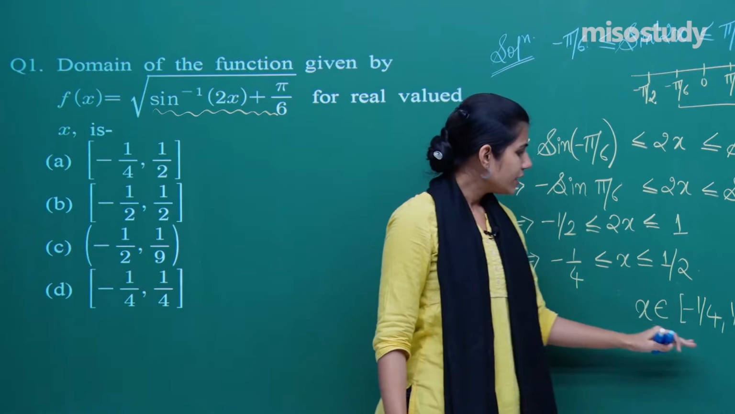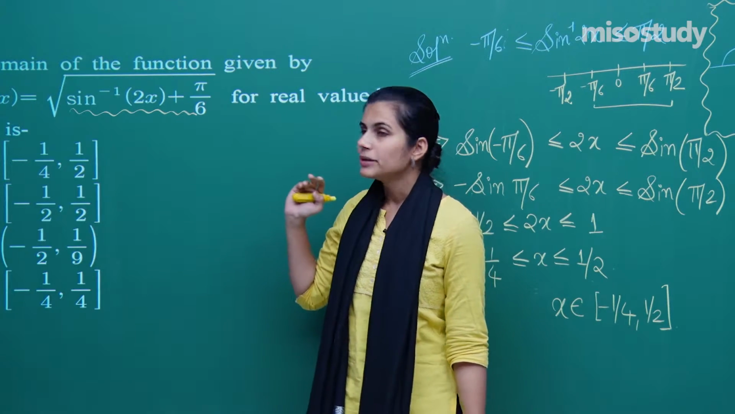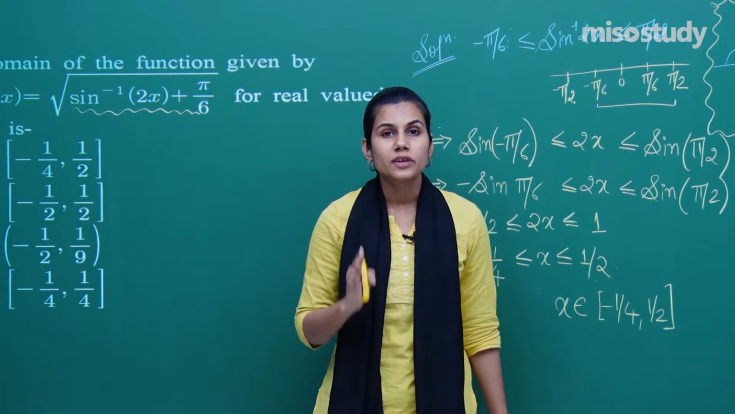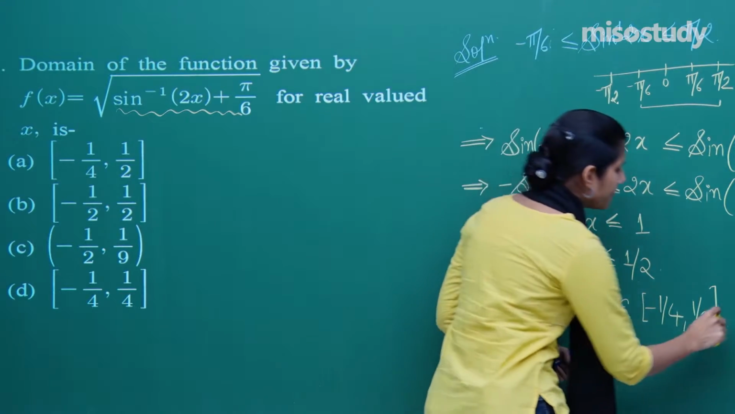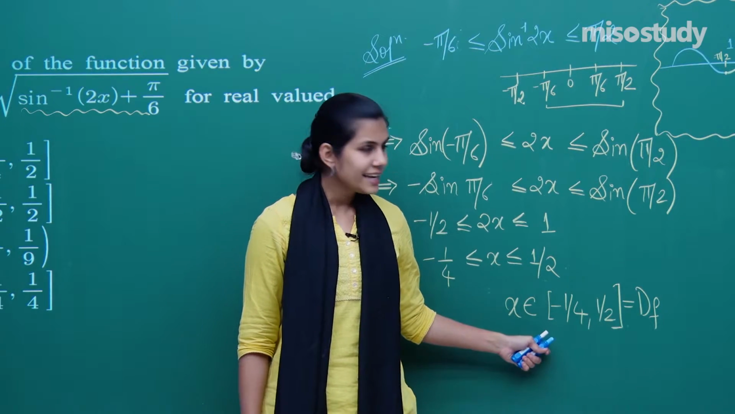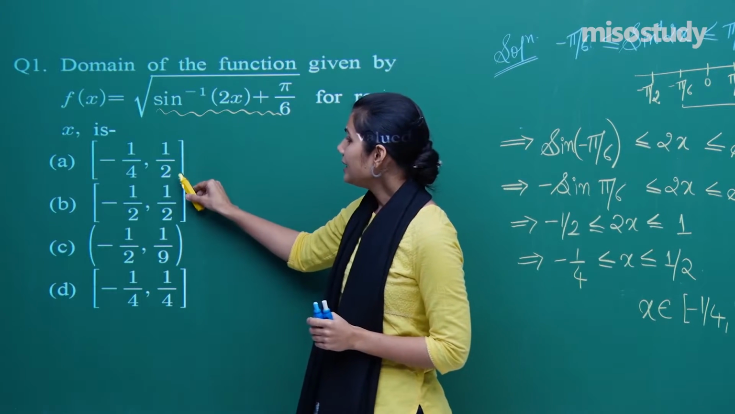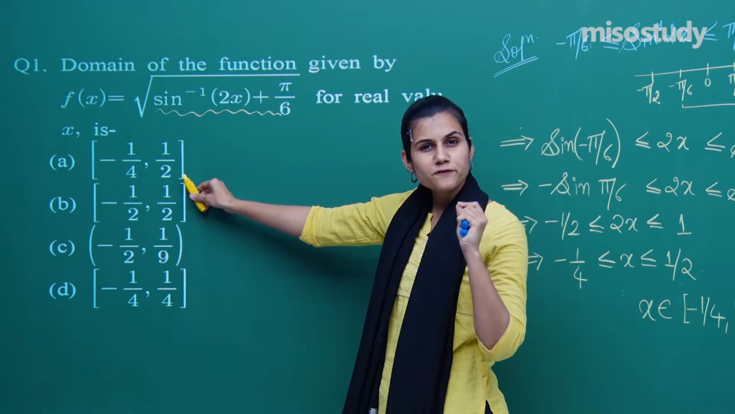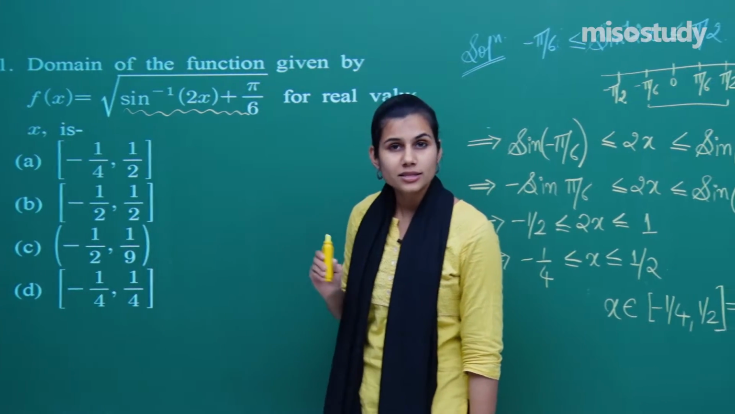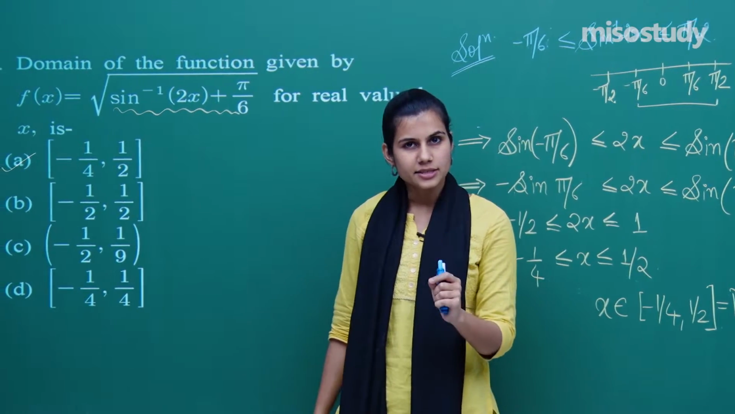That is why only these x's are valid to get entry inside the machine f, because only corresponding to these x's the machine is delivering real values, and so this happens to be my domain of f. Let's see which option helps us to get this as the answer. Minus 1 by 4 comma 1 by 2, the very first option happens to be the correct one because it tallies with our solution, and therefore A is my correct answer.